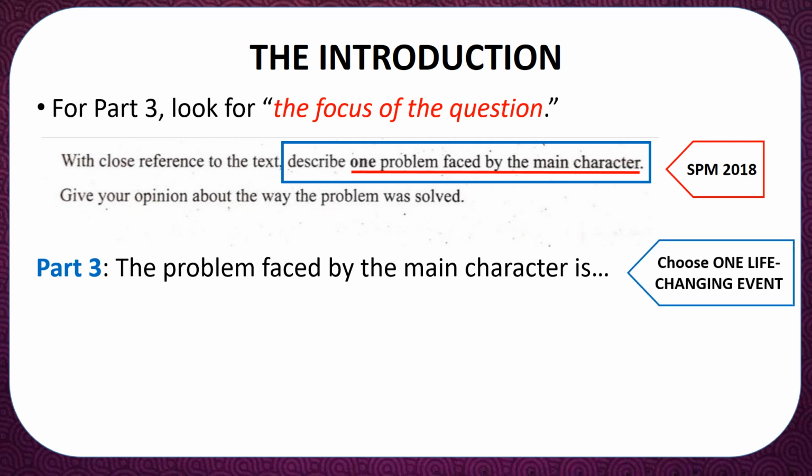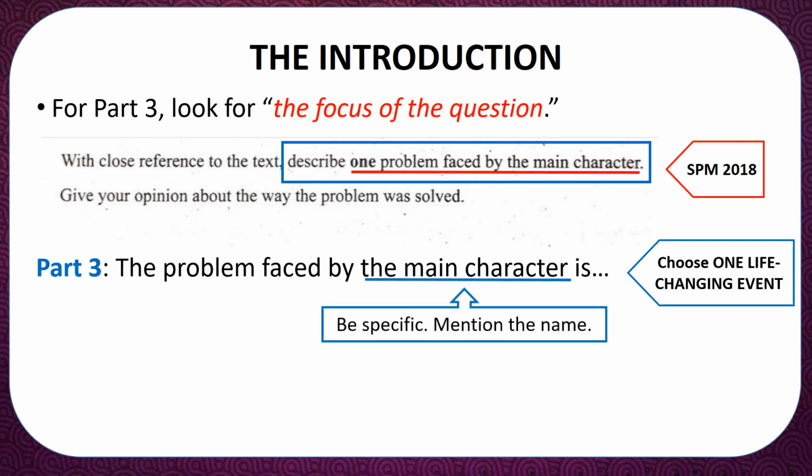You need to choose one life-changing event. Again, if you have no idea what a life-changing event is, go check SPM Novels Part 2. I have explained extensively about it. So you need to choose one life-changing event, a big event where the main character has made a big decision. Next, you need to mention the name. Be specific.